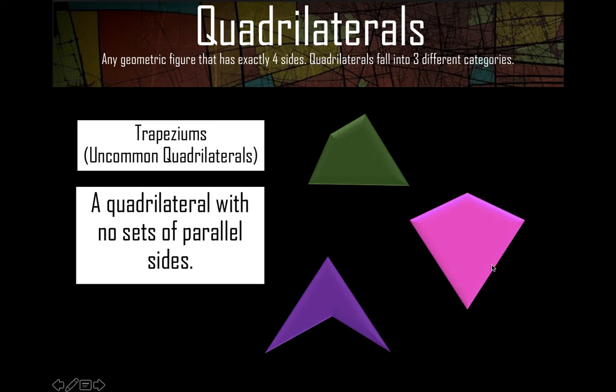This side and this side. If we were to draw them out, they are going to cross. If we were to draw this side and this side out, they are going to cross at some point. So opposite sides are going to cross, meaning that they are not parallel. So that is a trapezium. Those are the funky looking shapes like a kite or this little arrow type thing or this kind of weird green shape. Those are trapeziums. They don't have any parallel sides.